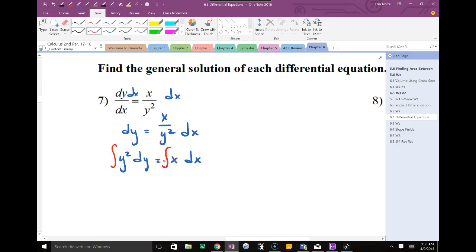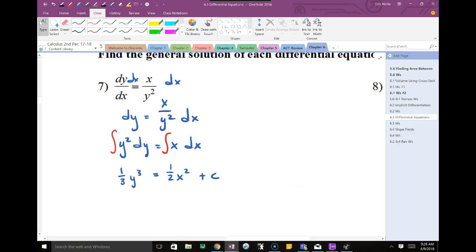Okay, what is the integral of y squared? Y cubed over 3, or 1/3 y cubed, however you want to say that. Okay, what is the integral of x? X squared over 2, or I'm going to say 1/2 x squared plus c. Right, because this time we have a number in a different value than 1.